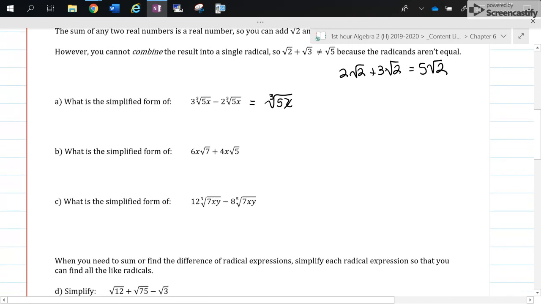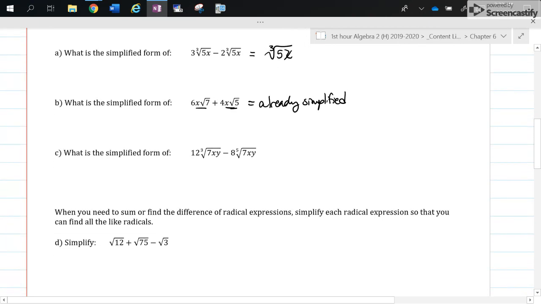The next one says 6x times the square root of 7 plus 4x times the square root of 5. So notice this part is not exactly the same because those two square roots do not have the same radicand. So we cannot combine them. So we say that this is already simplified. The same thing with the next example, 12 times the cube root of 7xy minus 8 times the fifth root of 7xy. So even though these two radicals have the same radicand, they do not have the same index. So we cannot combine these either. So we say that this is already simplified.